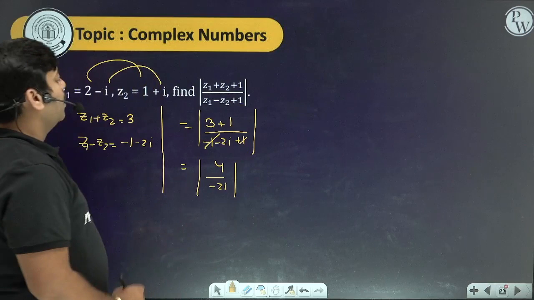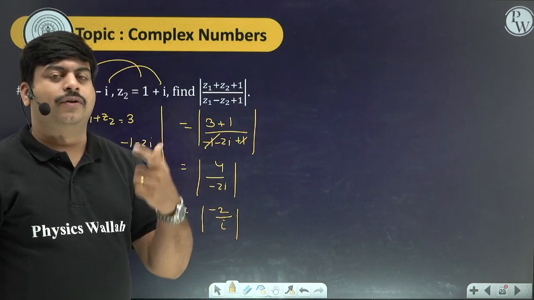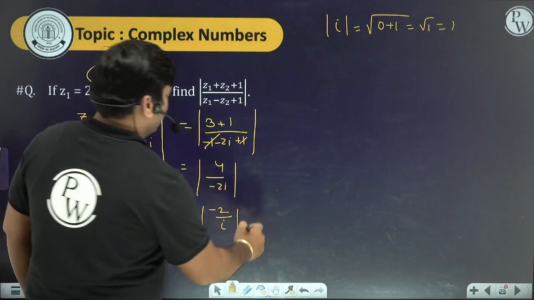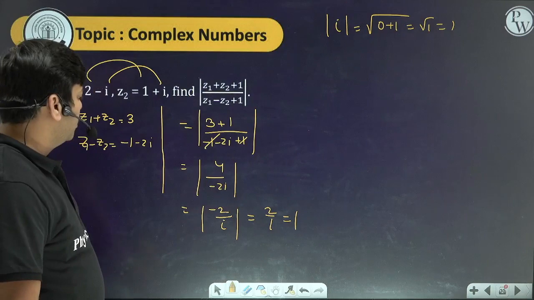Right. So that becomes modulus of minus 2 by i. So two values, two only. Don't worry, modulus of i is 1. How? Modulus of i becomes root over 0 plus 1, that is equal to root 1, that is equal to 1. Modulus. Okay, so that will be equal to 2 by 1, that is 2. That's it. If you're confused, multiply with i by i. From there also you can do that.